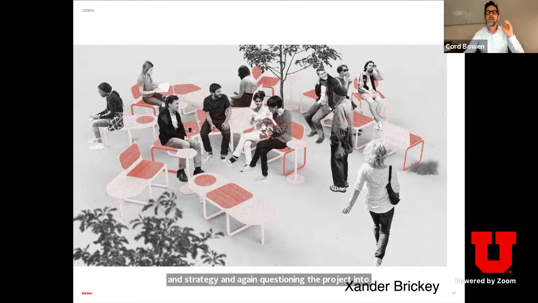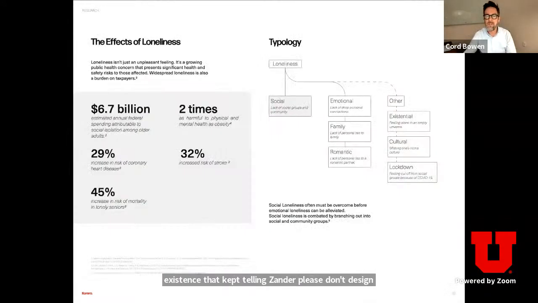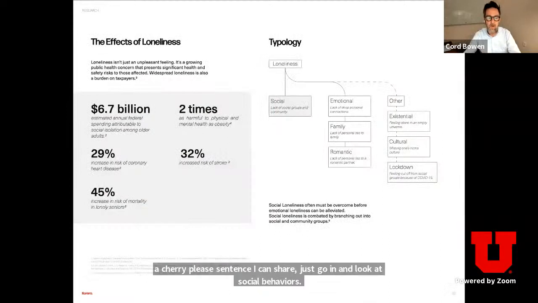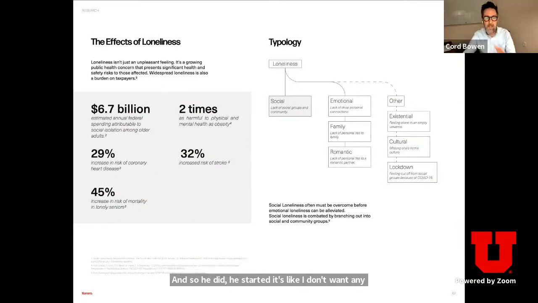Please don't design a chair. Just go in and look at social behaviors. And so he did. I told him, I don't want any sketches or drawings. Just let's go through this. And Xander really went into what he called the effects of loneliness, especially as COVID was ramping up at that point.